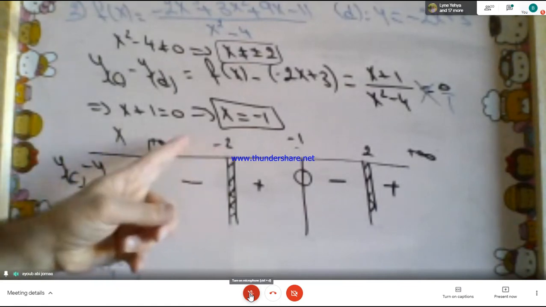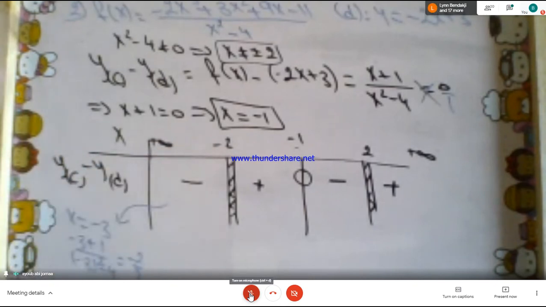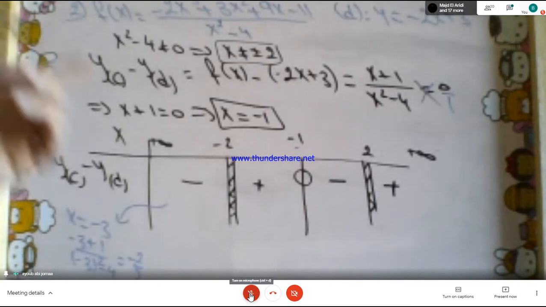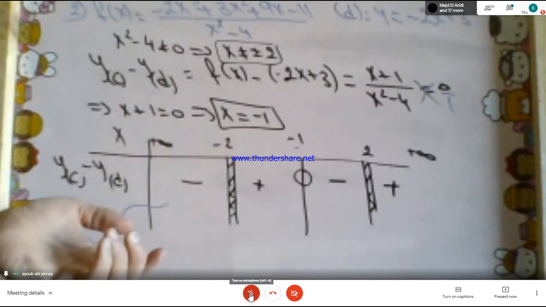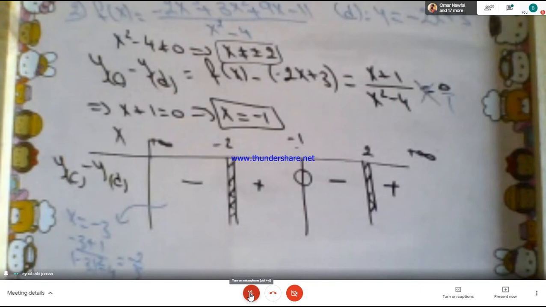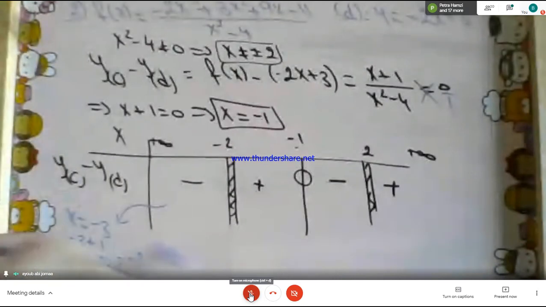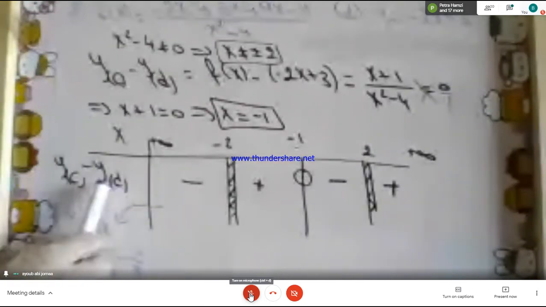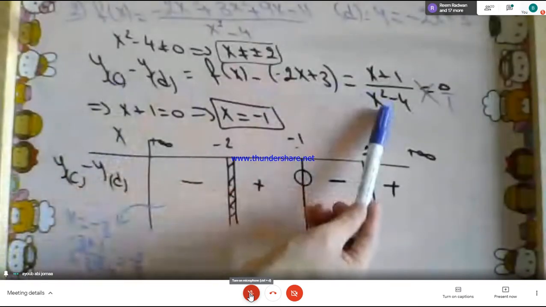Number less than negative 2. You choose any number less than negative 2, as you like. If you say negative 100, it's fine with me. Okay? Here I chose negative 3. Replace x by negative 3. Where do we replace x by negative 3? In this. Here we have yc minus yd.